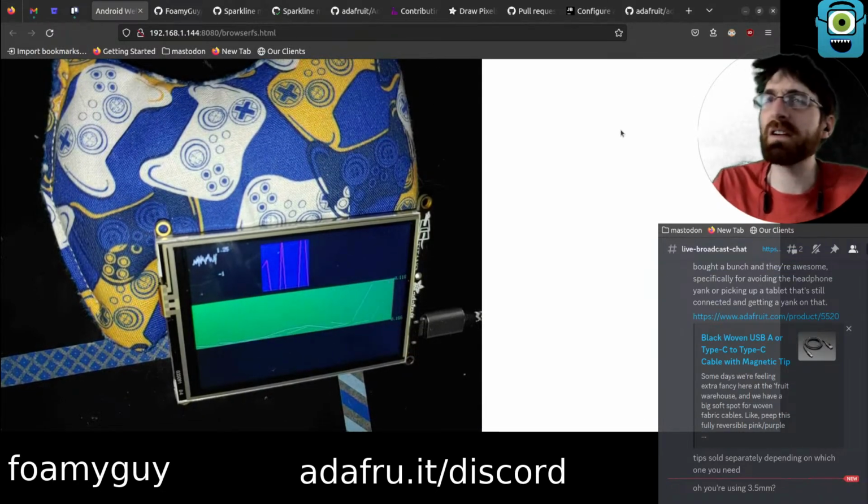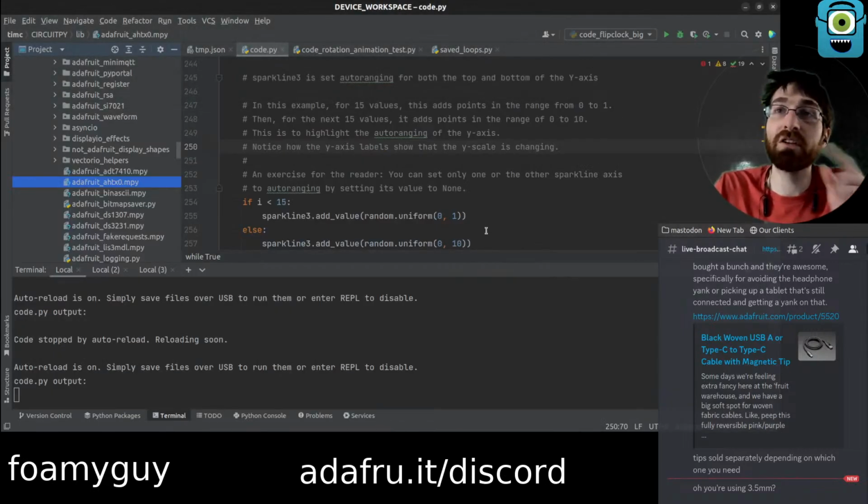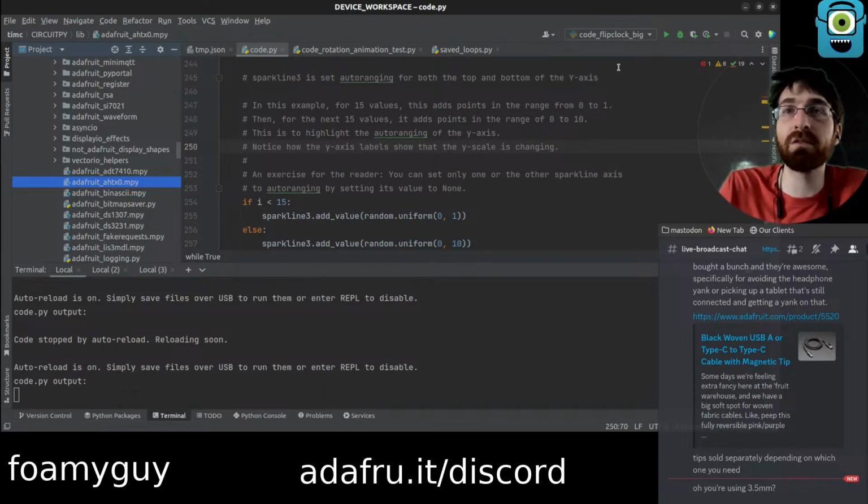So it is, I guess it's a bit of both. It's 3.5mm to that thing, and then it's USB back to the... Honestly, it might even be to the hub, and then it's USB again into the computer.